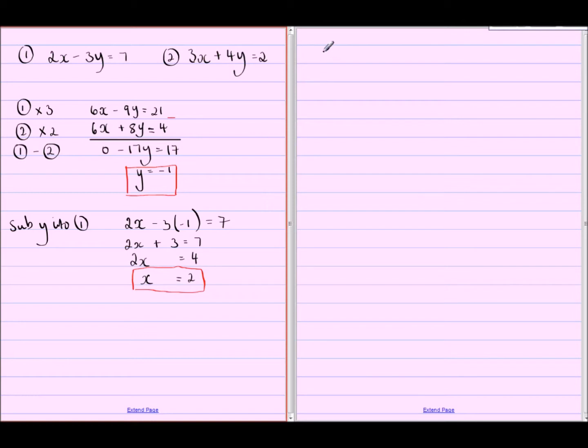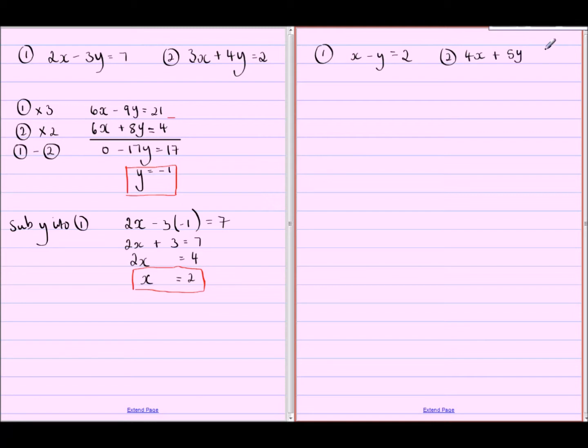Now in the second example, x minus y equals 2, and the second equation, 4x plus 5y equals 17. And we're going to solve this one by substitution. So we're going to rearrange the first equation. We're going to put the y onto the right hand side, the 2 onto the left, so we get x minus 2 equals y.